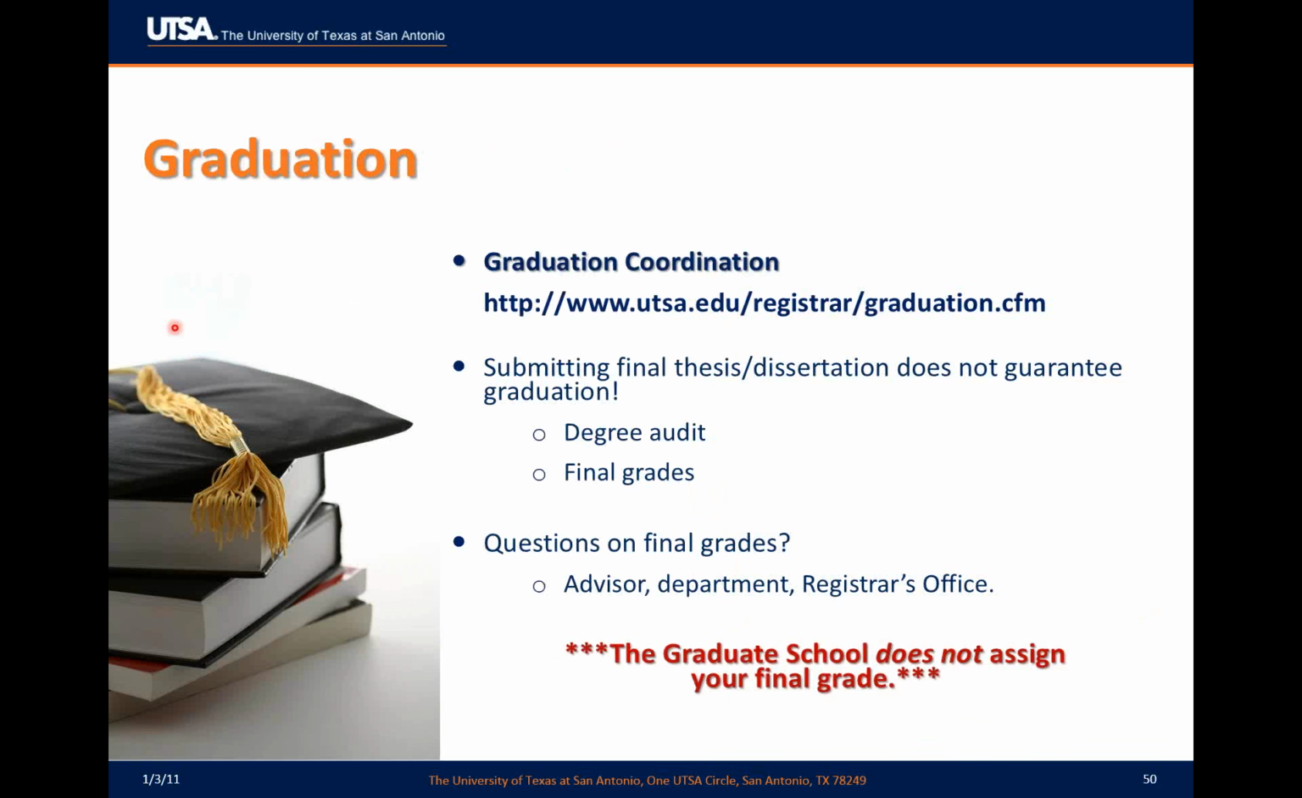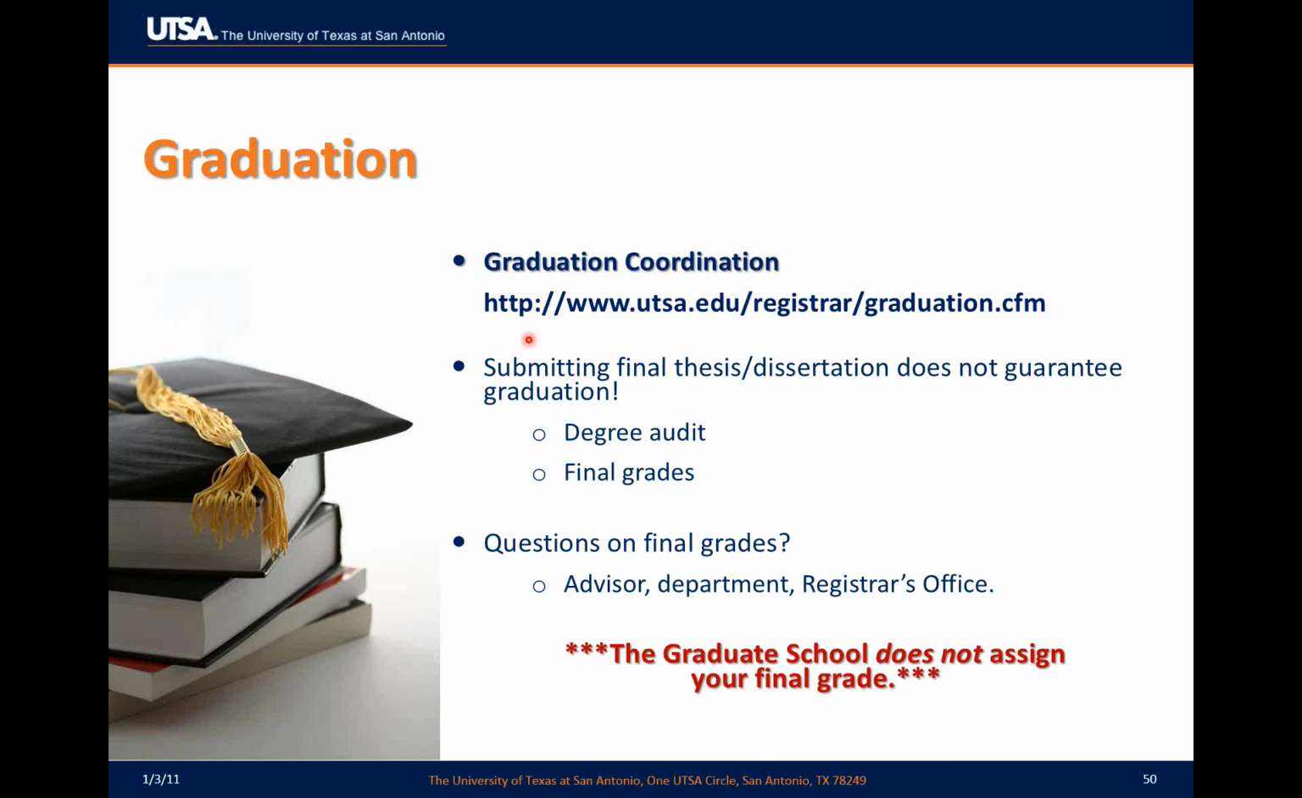All right. Once you've done all that, you're ready for graduation. So remember, graduation is handled by graduation coordination, not by the graduate school. So if you have questions on graduation, such as applying for graduation, how to get your regalia, your tickets, anything like that, that all needs to go to graduation coordination. Remember, they're in the registrar's office. Their website link is right here. If you need to call them directly, graduation coordination can be reached at 210-458-7554, but remember, the graduate school does not handle the actual graduation.